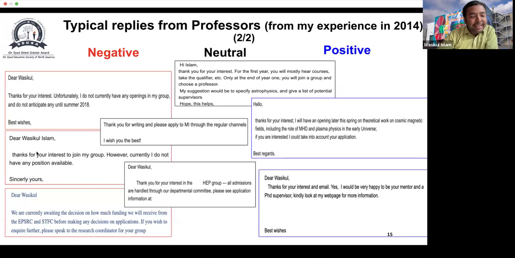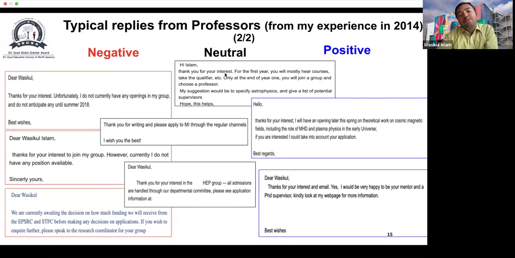The second example: he said, okay, thanks for your interest in joining my group, I do not have any position available right now. Another person was from the UK, and he mentioned that he didn't have a position. He was waiting for funding. If he gets funding, then he may have a position and will reach out to me. But as long as he doesn't hear from the funding agency, there is no position.